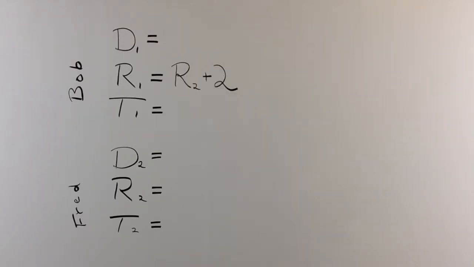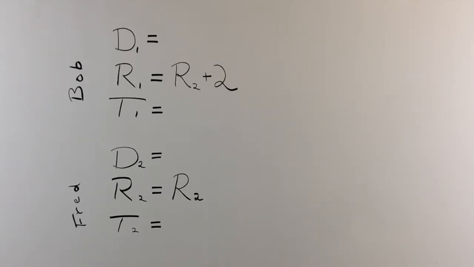Whenever you see that somebody is walking 2 miles an hour faster or 10 miles an hour faster, whatever that is, you put the other person's speed, which is R2, plus 2. And now let's come down to Fred. We're going to put R2 for Fred. Remember, if Bob is R2 plus 2, Fred is going to be R2. Now, it's not going to be the same R2, but there's going to be a relationship there to where we get rid of one of the variables. We've gotten rid of one of the variables now.